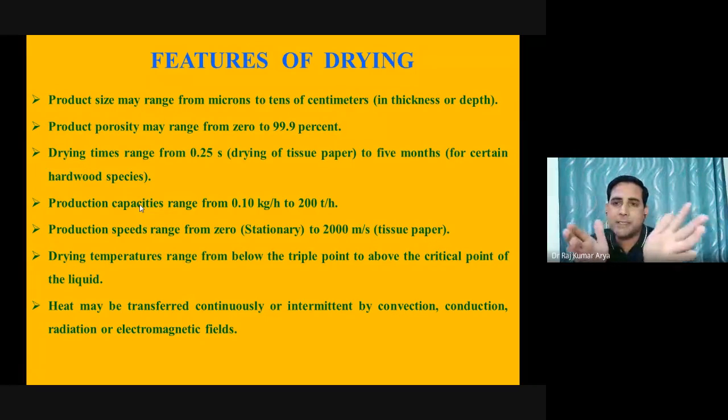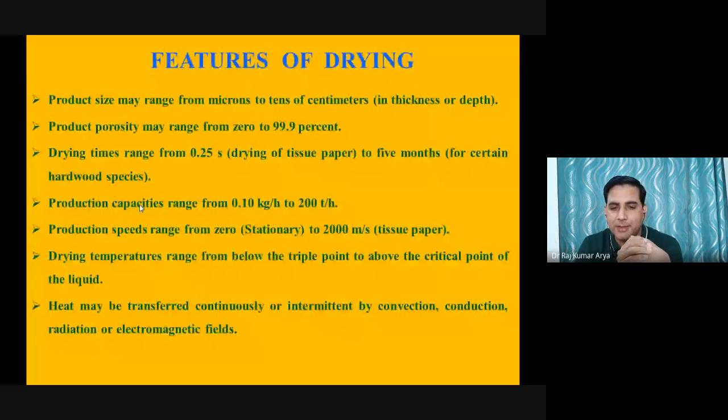Then capacity, at what rate they can be produced. It ranges from 0.1 kg per hour to 200 tons per hour, in the case of paper rolls and wherever films are being made in the paper industry. Then the speed also, how fast the materials will move in dryers. All of us did some practical work on sand drying in our mass transfer lab.